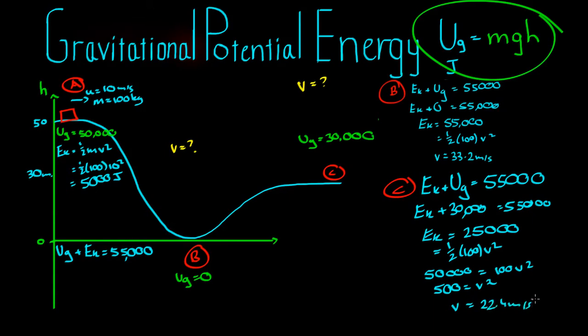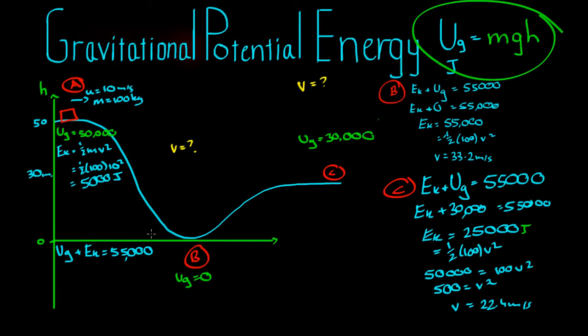22.4 meters per second. This is the only velocity that would allow us to conserve the energy, because this is the velocity that gives you 25,000 joules worth of kinetic energy, and if you add those joules of kinetic energy to our gravitational potential, you'll find you have the same energy as you started with down here.